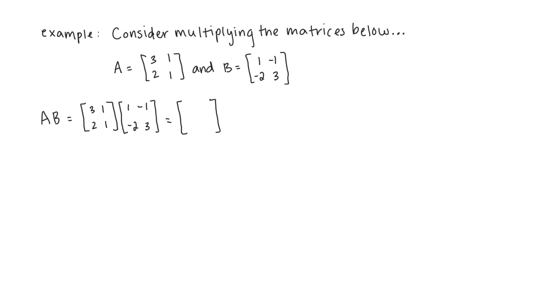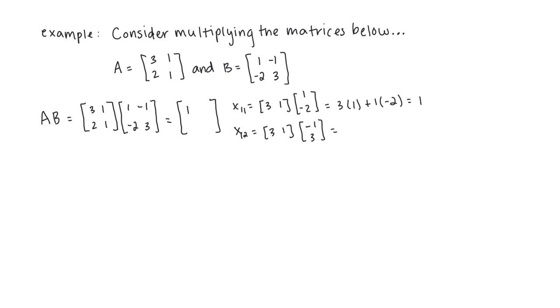The way that I'm going to get each position in this 2 by 2 matrix: for the x11 position, the first row, first column, I'm going to take the first row of A, which is 3, 1, and multiply by the first column of matrix B, which is 1, negative 2. So that's 3 times 1 plus 1 times negative 2, which is 1. So this entry right here is a 1.